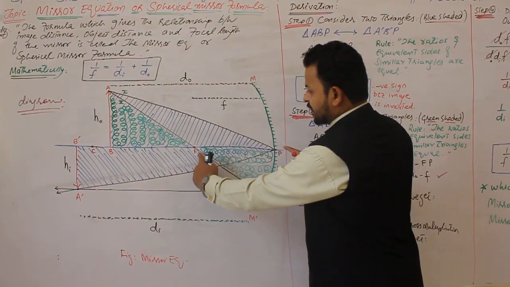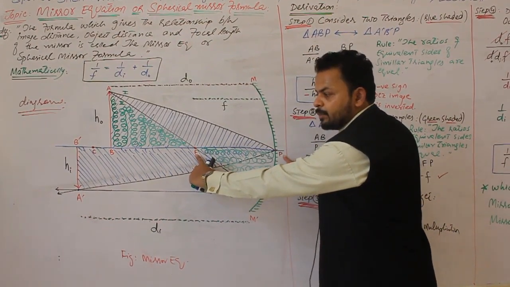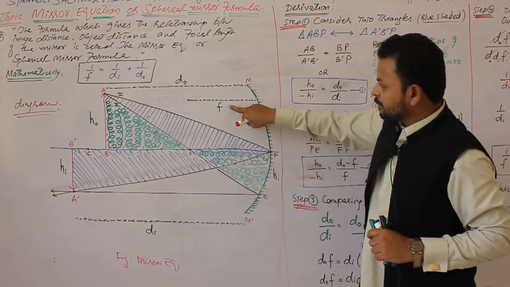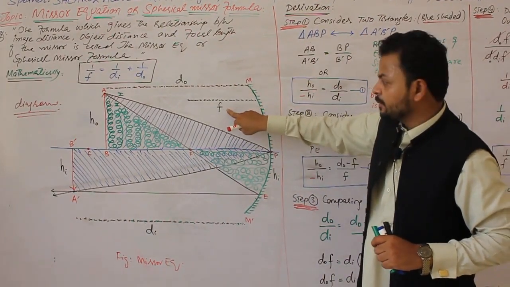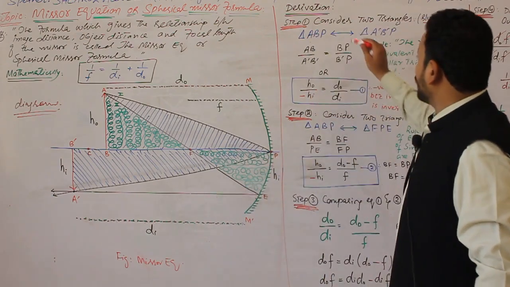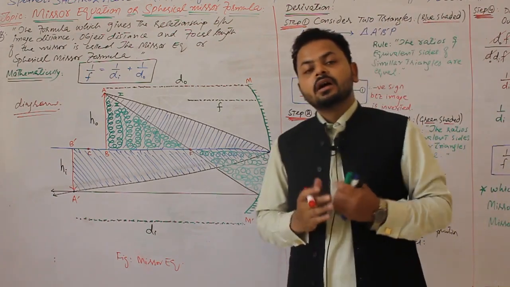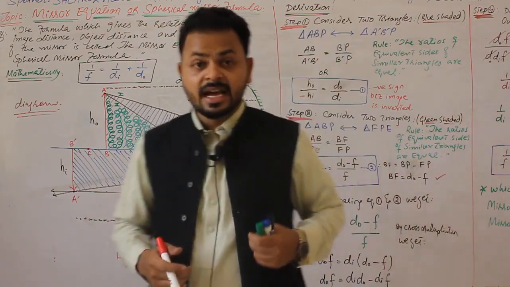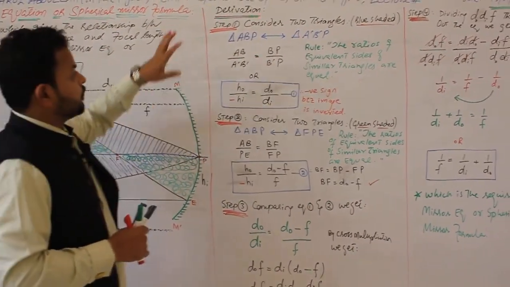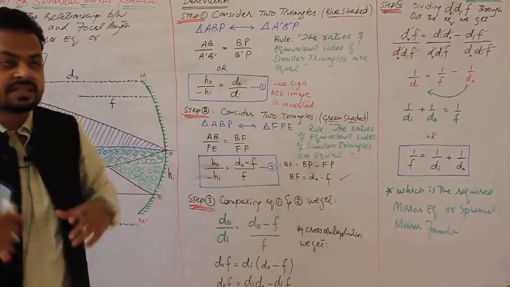The distance between the principal focus and the pole we call the focal length. Let me represent it by small f. Then we are comparing. Now let's come towards the derivation of this mirror equation. Let me discuss it in different steps.